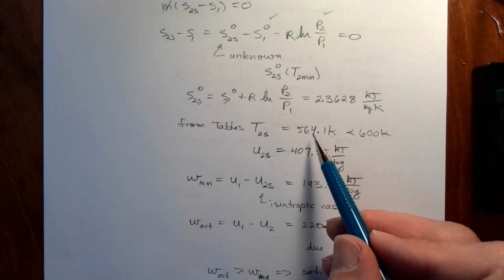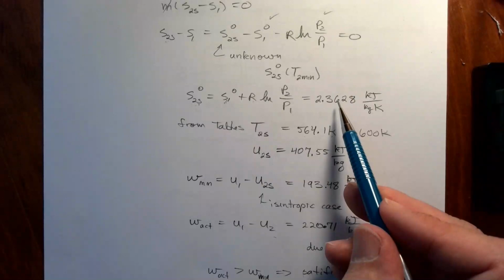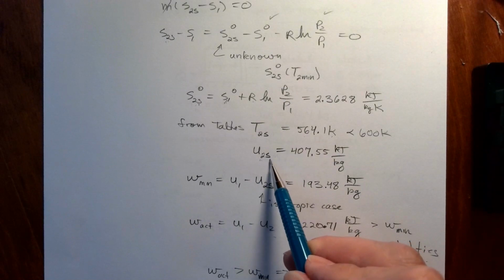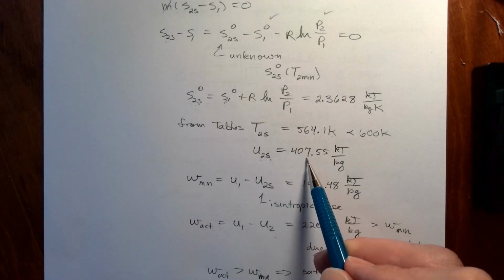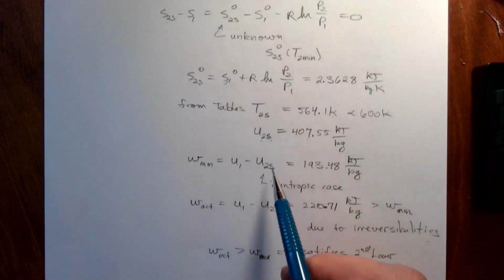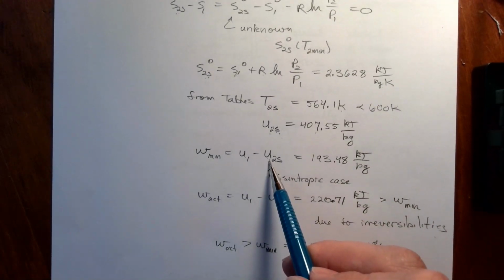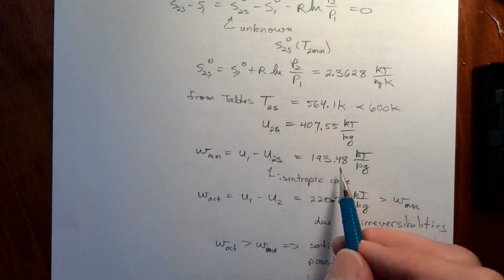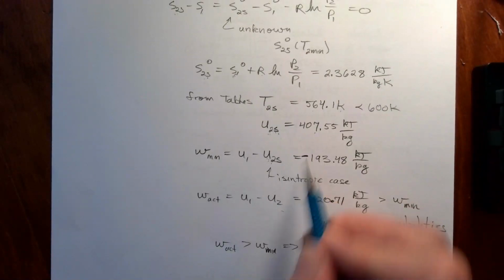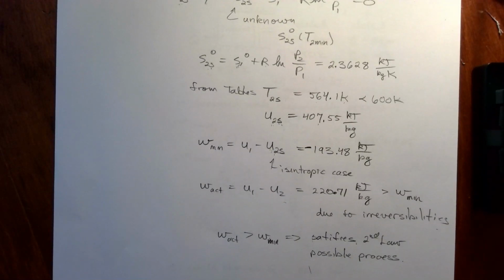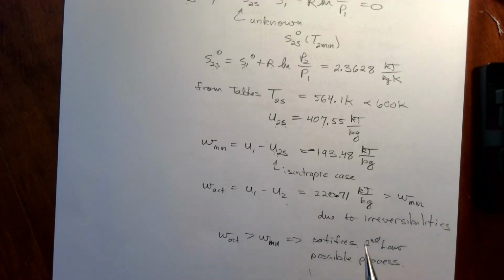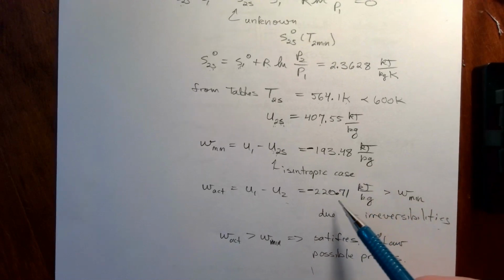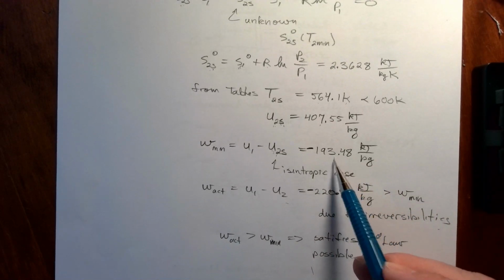Okay, so now that we know standard state entropy here, we can interpolate to come out with T2S. We can also come up with the internal energy U2S. So that's 407. And now use this as our state 2. Instead of U2, we're going to use U2S. And so we'll end up with W minimum equal to, this should be a negative again, equals that. Instead of the 220 input for the actual case, we ended up with 193.